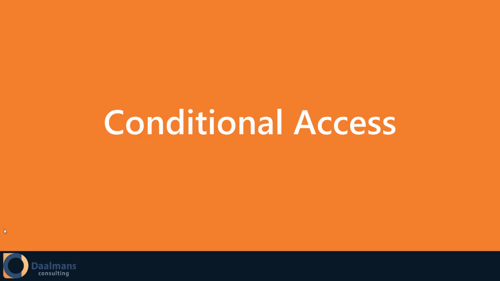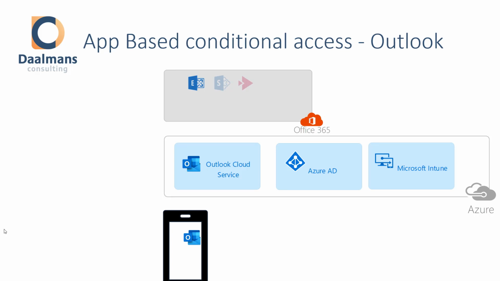To secure this all, we need conditional access, because if we don't have enrollment, we don't control the device itself. So we want to make sure that the right device and the right app are being used to access the service. So we have app-based conditional access in Azure AD. Here you see Microsoft Intune, Azure AD, and the Outlook cloud service in Azure. We have Office 365 above with Exchange Online. We have the device with Outlook installed.